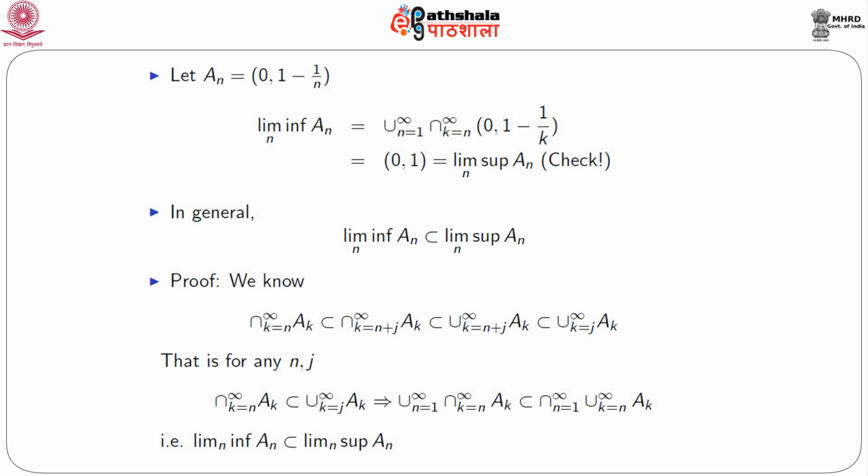Now, the left set is independent of j and the right set is independent of n. So, if you take the union over n from 1 to infinity on both sides, the right side will not be altered, or if you take the intersection over n from 1 to infinity, the left side will not be altered. So, keeping this in mind, we can easily get that lim inf is a subset of lim sup.